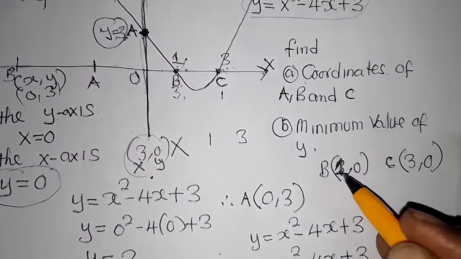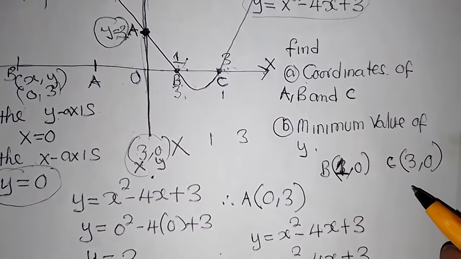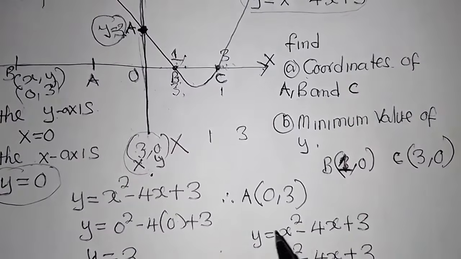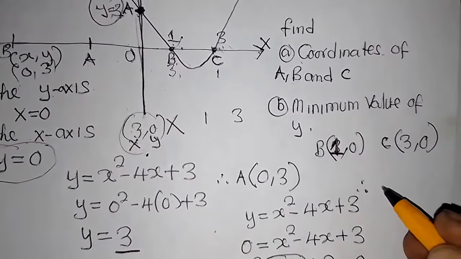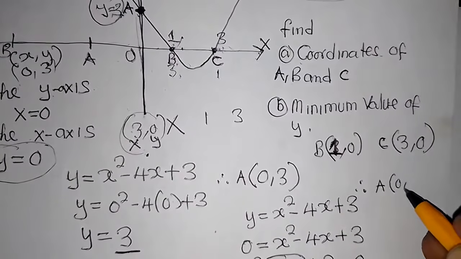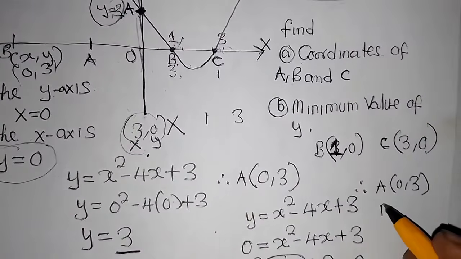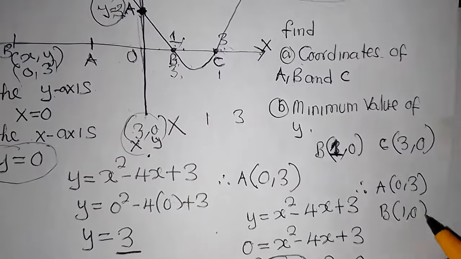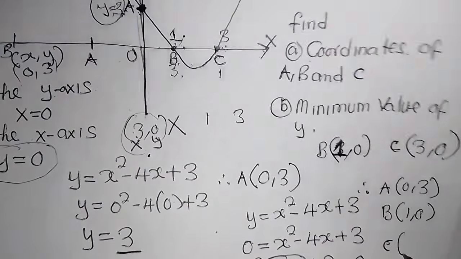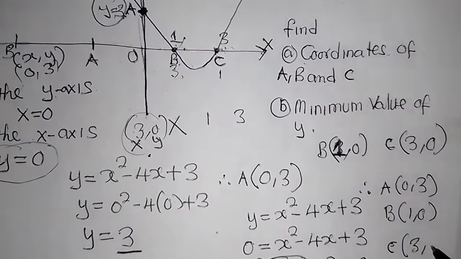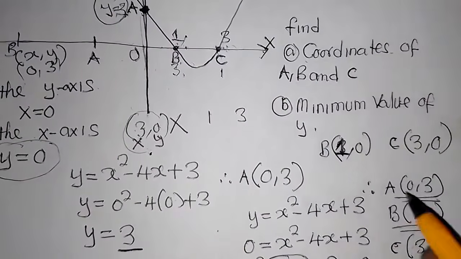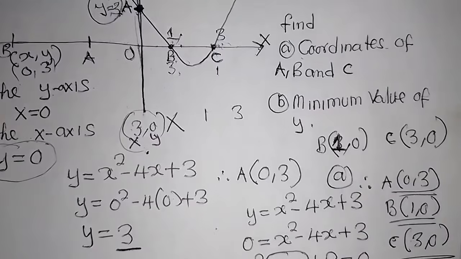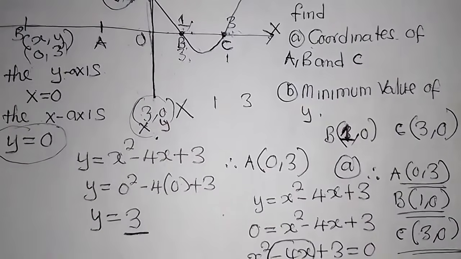So these are your what? These are your answers. So I said numbering is very important. So with all these calculations, you just say, therefore, A is what? 0,3. B is what? 1,0. C is what? C is 3,0. These are your answers. Have you seen? You number them. This was question A. This is how you are supposed to answer this.